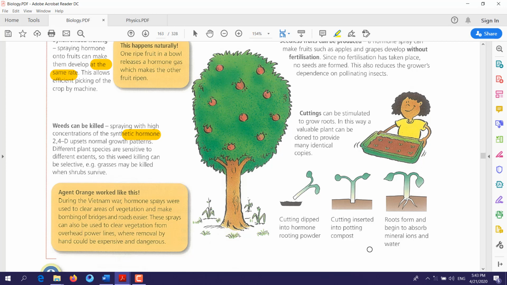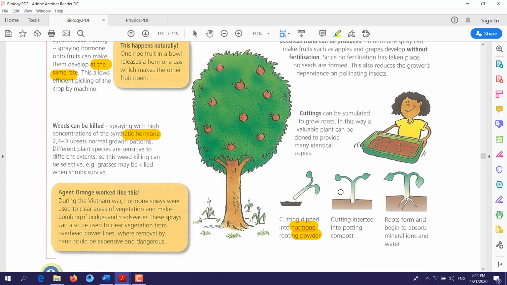Cuttings are also another way to make plants grow or to increase the number of plants. How? Cuttings can be stimulated to grow roots. Here you have a piece of plant. When you cut it, you put it in a specific powder that contains hormones. One cut or one branch or one part of the plant is put in hormones. Then the cutting is inserted into potting compost, which is this one. Then roots form and begin to absorb mineral ions and water.